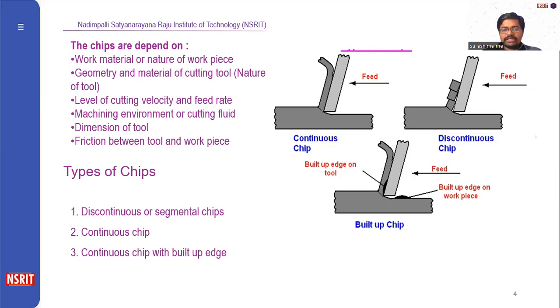Here we have three types of chip forms: first one, continuous chip; discontinuous chip; and built-up chip. Here we can observe, after the cutting tool, a build-up edge on the workpiece. So let us see one by one.